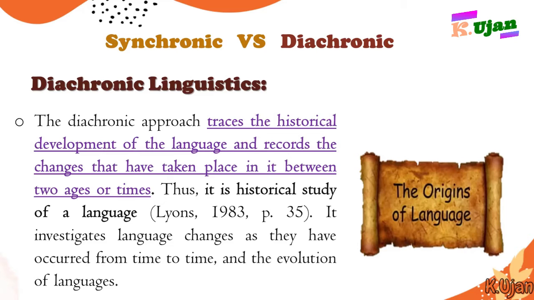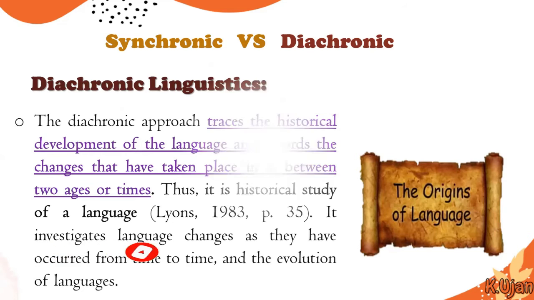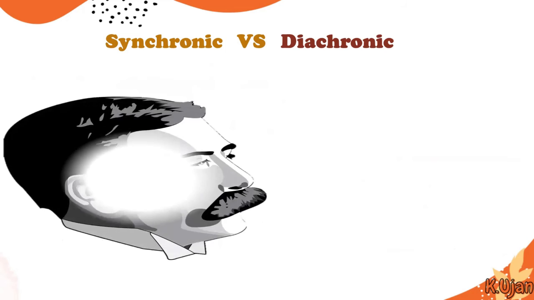So it is historical study of language according to Lyons in 1983, page 35. कि historical study जो है वो लैंग्वेज की करना, that is known as diachronic approach in linguistics. It investigates language changes as they have occurred from time to time and the evolution of changes. So what are the changes or evolutionary changes in language, that is a part of the diachronic approach in linguistics.